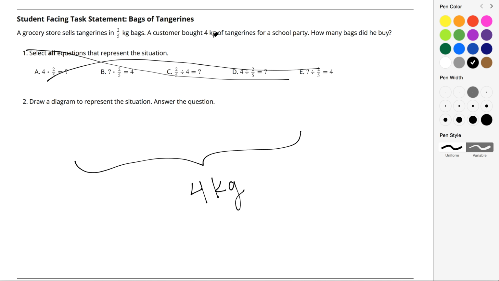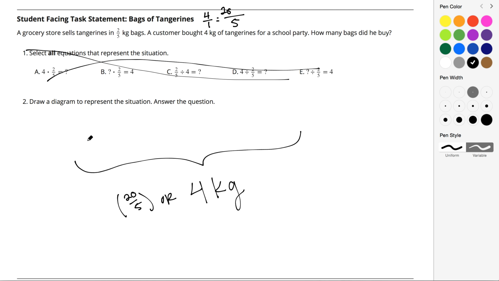So notice that this is a 4/1. I want to think of this as over 5 so that it matches. So 1 times 5 is 5. 4 times 5 is 20. So this is the same as 20/5.